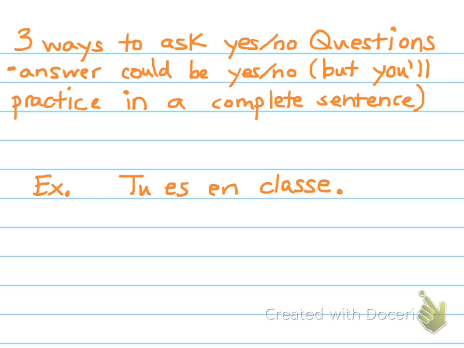When we start to look at our examples here, we're going to use this sentence as our example. Tu es en classe. You are in class. And right now this is a sentence. Again, this is using the familiar you as our subject. So we're talking to one person our own age or younger. Es, right, that's the form of the verb être that matches tu.